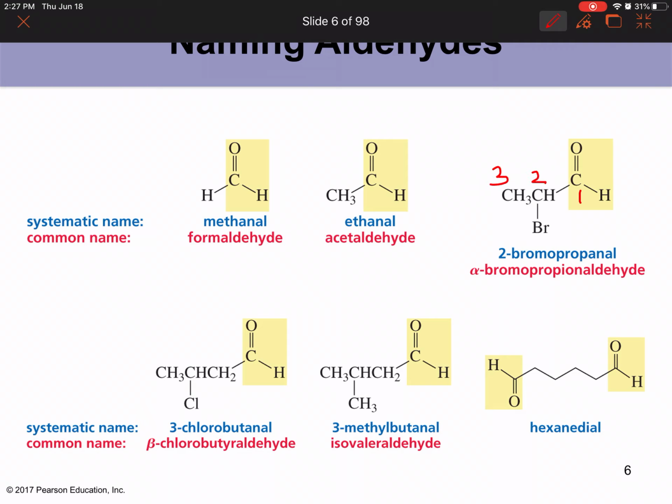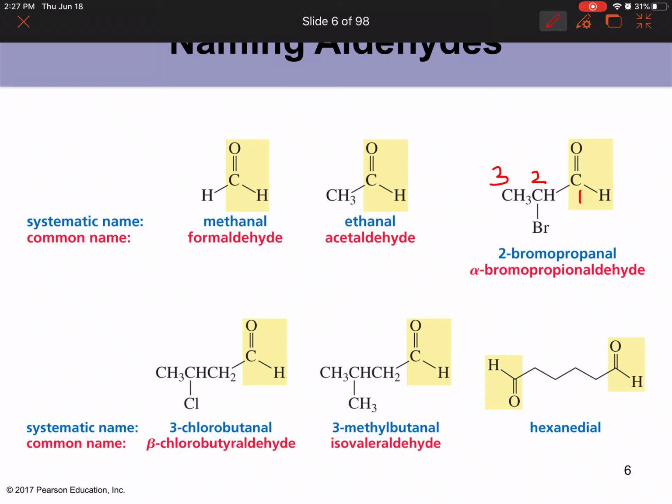So in the second position you have a bromo group, so that would be 2-bromo, and then there are 3 carbon atoms in the main chain, so that's going to be propane, so it's going to be 2-bromopropanal. That's a systematic name. And then since it's an aldehyde, you can call it by the common name alpha-bromopropionaldehyde. Sometimes we use alpha-beta nomenclature, I mean classification, for carbons.